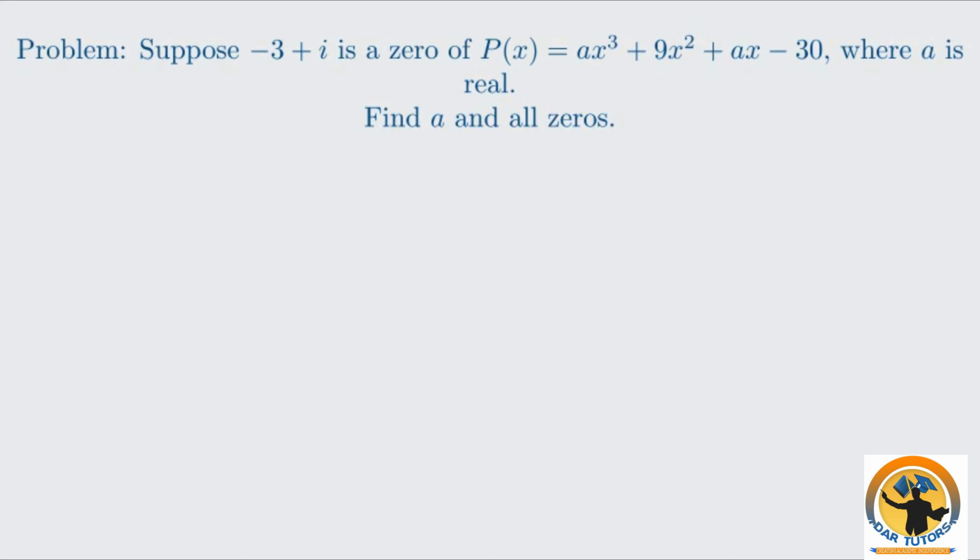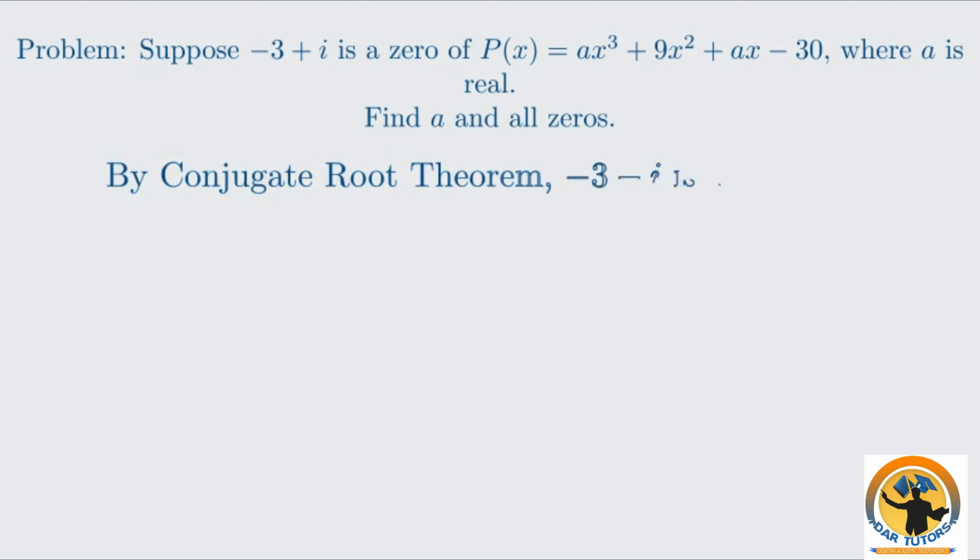First, since the coefficients of p of x are real and negative 3 plus i is a zero, the conjugate root theorem tells us that its conjugate must also be a zero. The conjugate of negative 3 plus i is negative 3 minus i. So we know two of the three zeros of this cubic polynomial.